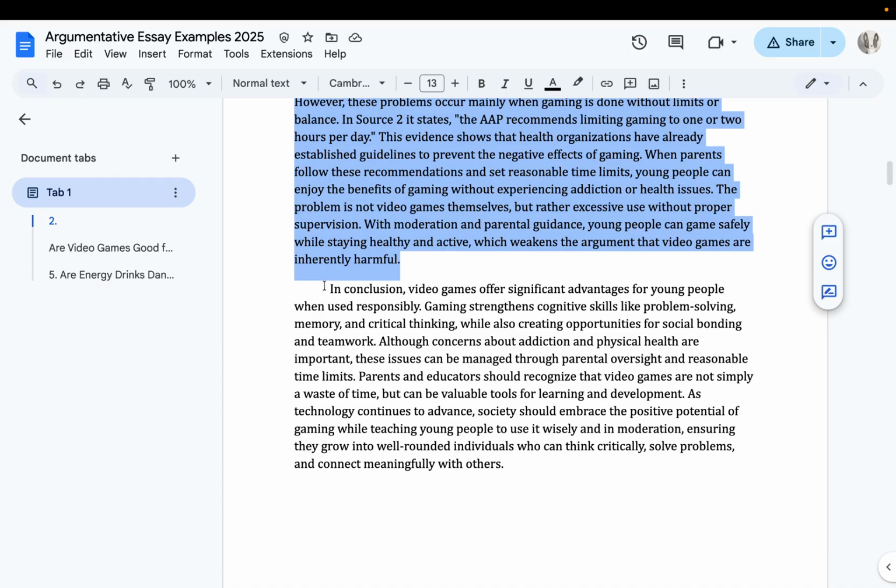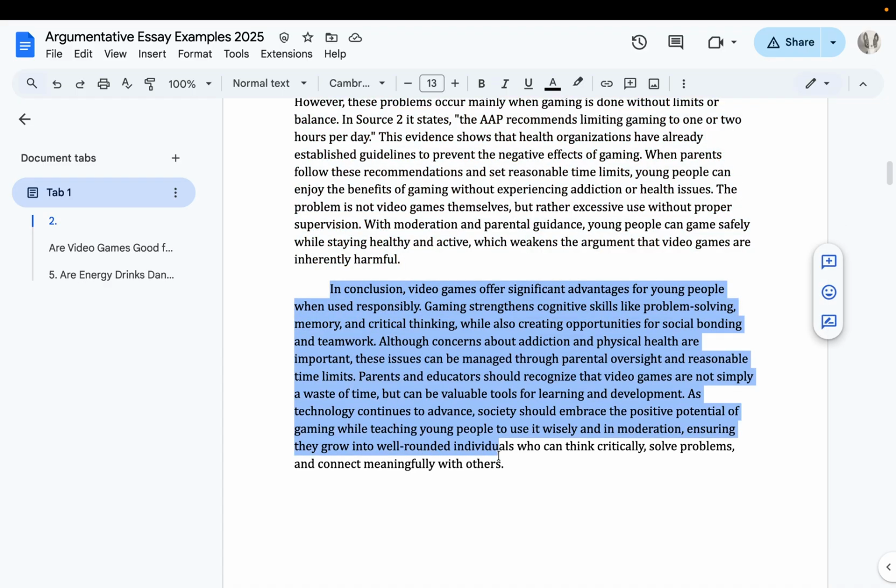And here we're going to have the concluding paragraph. The concluding paragraph is going to start with the thesis statements, with the reasons, but done in a different way. Now here, what they did was they broke it up into 2 sentences. Okay, and that's fine. In conclusion, video games offer significant advantages for young people when used responsibly, right? So here they're restating their thesis, and then they're gonna have their 2 reasons here.